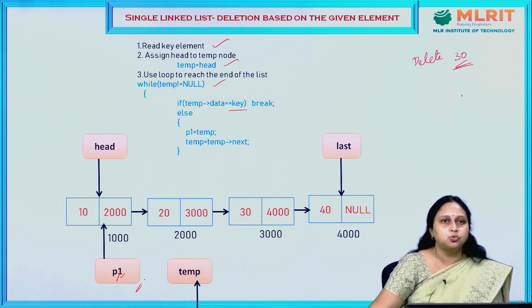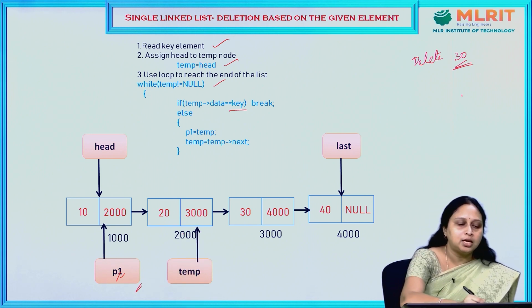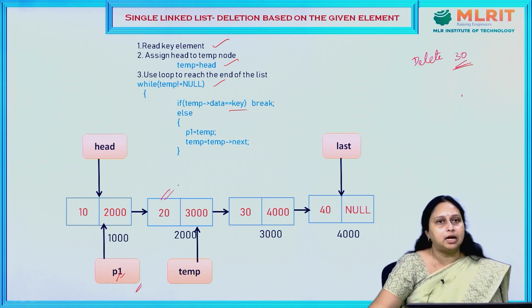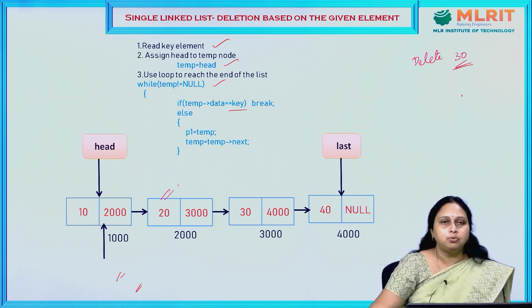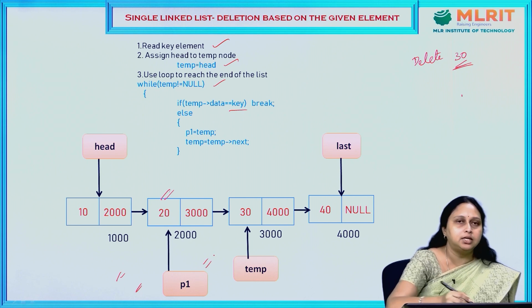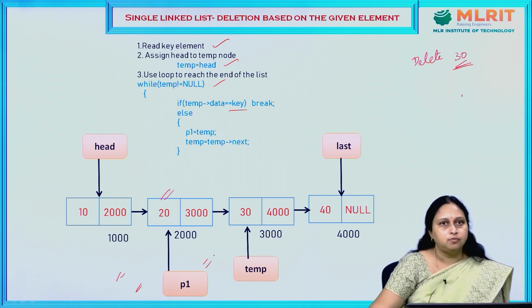Now temp is moving to the next location. Now here I am going to check temp arrow data equal to key element, that is 20 equal to 30. Again it is not the key element which I want to delete. Now I am moving my temp to the next location and at the same time assigning P1 equal to temp. This is how we are going to move.